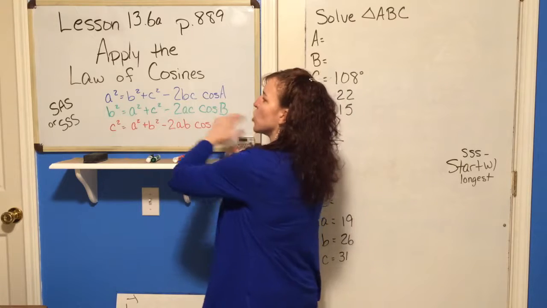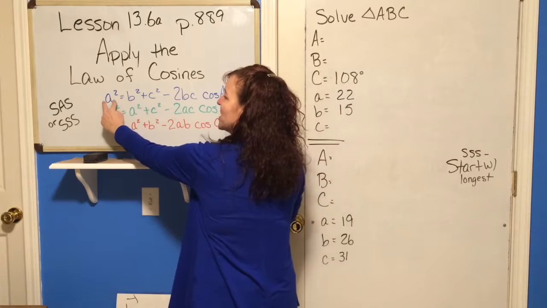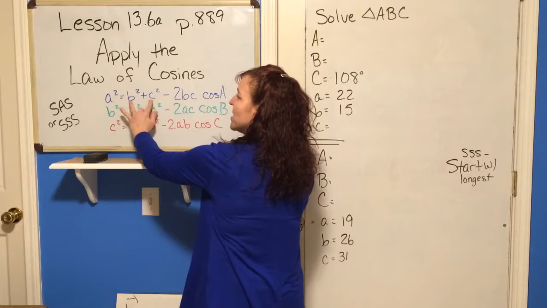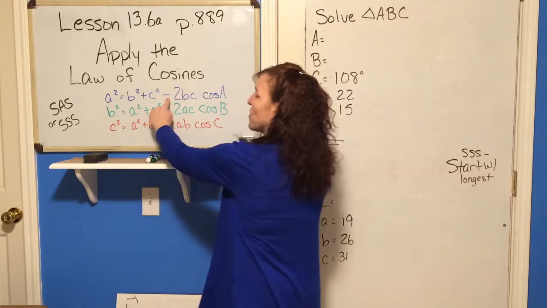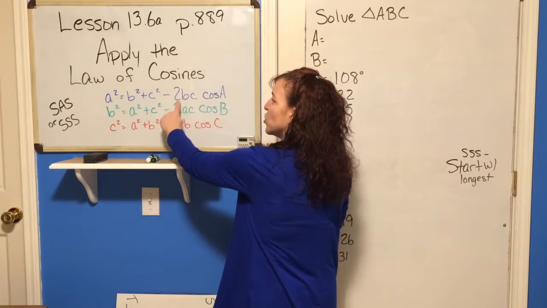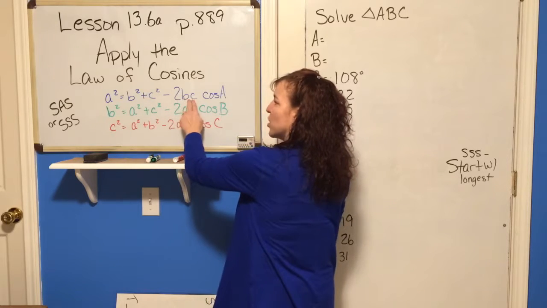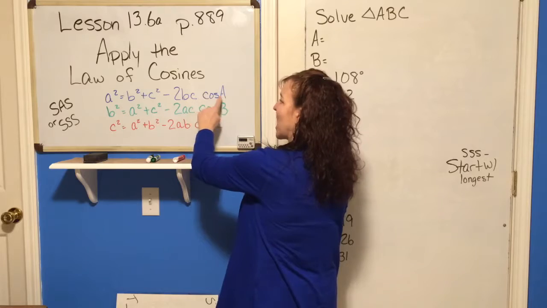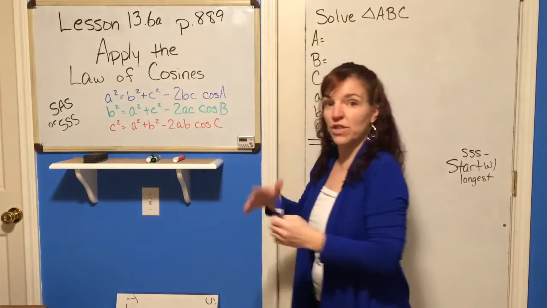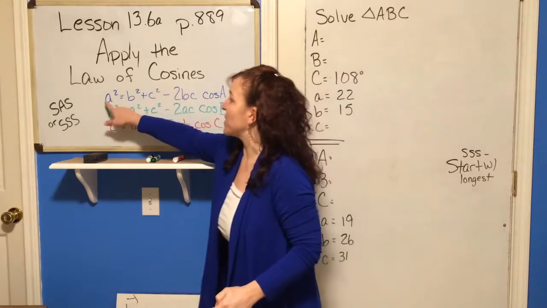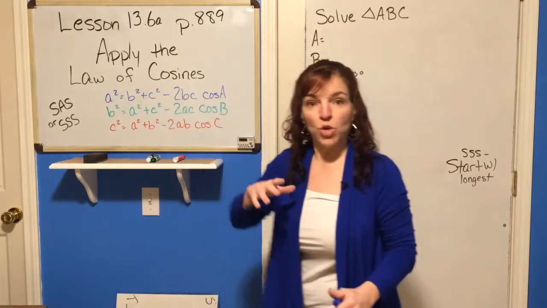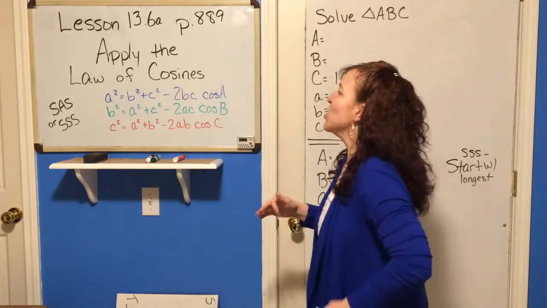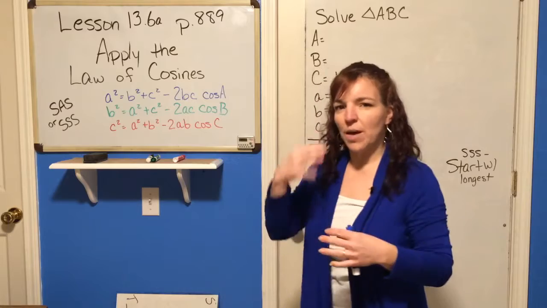All right? So what you're going to have is one side squared plus the sum of the other two sides squared. And then from that you're going to subtract 2 times the two sides that you know times the cosine of the angle, either the angle that you know or the angle opposite what you don't know. Okay? So let's do some and then we'll see.